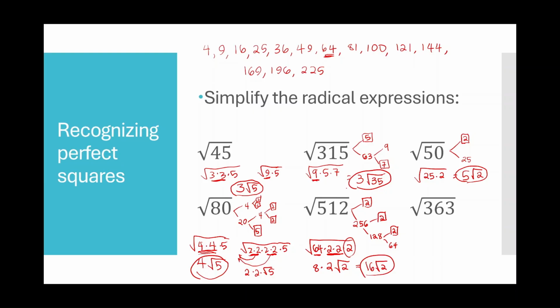And you know, when I was writing out my list of perfect squares, had I written just one more, I would have written 256. And we would have recognized it as 16 squared. Ah well. 363. 3 goes into that how many times? Ooh, 121 times. Love that number. I'm going to stop because that is 11 squared. It's on my list. So this becomes 11 root 3.